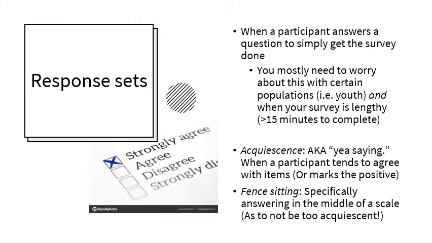So there are three different characteristics of response sets. One is where a participant is just trying to get through your survey, so they answer all the questions in one way just to get the survey over with. The next is acquiescence, where a participant tends to strongly agree or say yes to most of your items. And lastly, we have fence sitting, where an individual tends to answer in the middle of the scale.